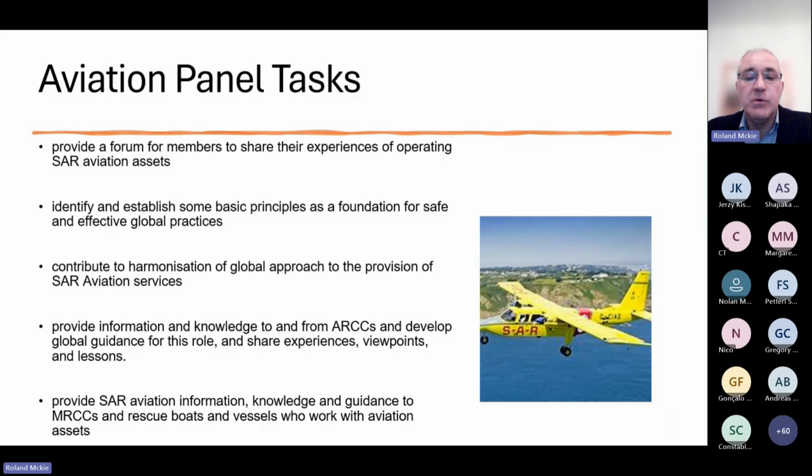Provide information and knowledge to and from ARCCs and to develop global guidance for this role and share experiences, viewpoints and lessons. I'm interested in, there are 8 RCCs around the world, there are JRCCs. We probably should share information and knowledge about how we do things. I'm not sure at the moment if there is a central conversation point for this, but the concept of this aviation panel would be to bring in everyone involved in aviation SAR, not just aircraft operators, but the ARCCs and the MRCCs and rescue boat operations, because they all work with aircraft at some point.